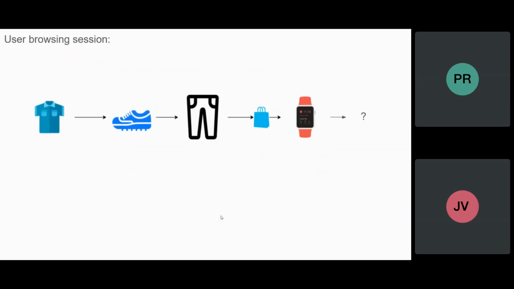A typical browsing session of a user might look like this: he might go for a t-shirt, then shoes, then pants, then bags, then a smartwatch, and what else would the user search for next? These are very random, and that is the reason why short, more recent historical data is needed.